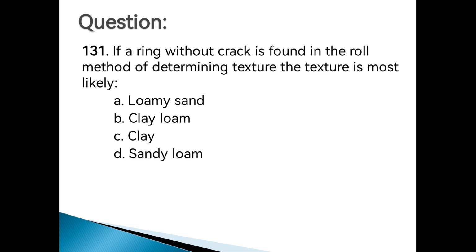131. If a ring without crack is found in the roll method of determining texture, the texture is most likely A. Loamy sand. B. Clay loam. C. Clay. D. Sandy loam. The correct answer is C. Clay.